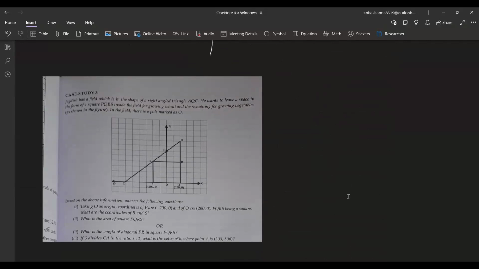Jagdish has a field which is in the shape of a right angle triangle. He wants to leave a space in the form of square PQRS inside the field for growing wheat, and the remaining for growing vegetables. In the field, there is a pole marked as O. O is the origin of the X and Y axes. Based on the above information, answer the following questions. Taking O as origin, coordinates of P and Q are given. PQRS being a square, what are the coordinates of R and S? Tell me, children. By seeing the figure only, you can tell the answer.